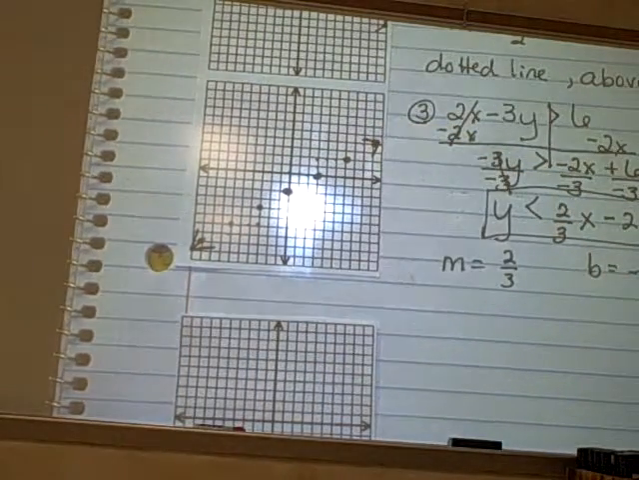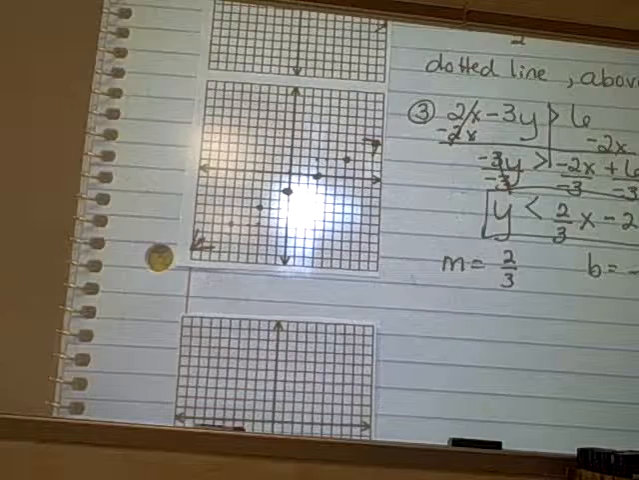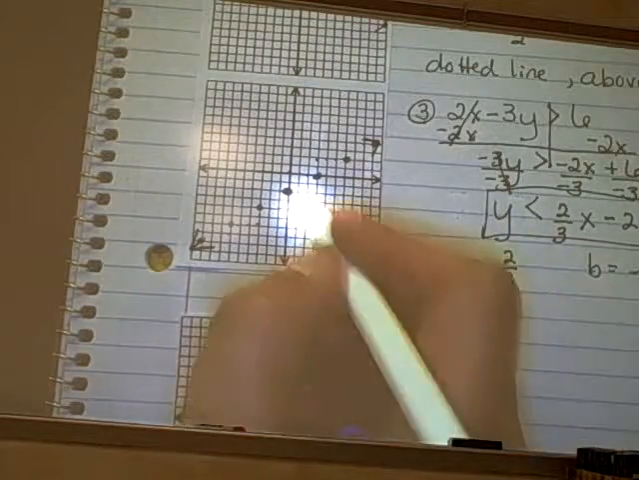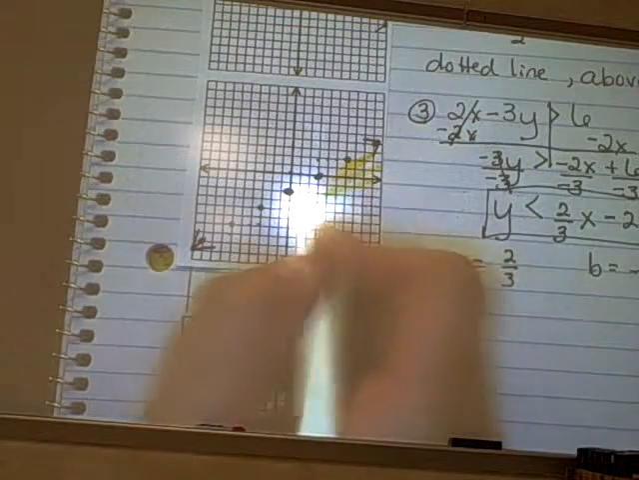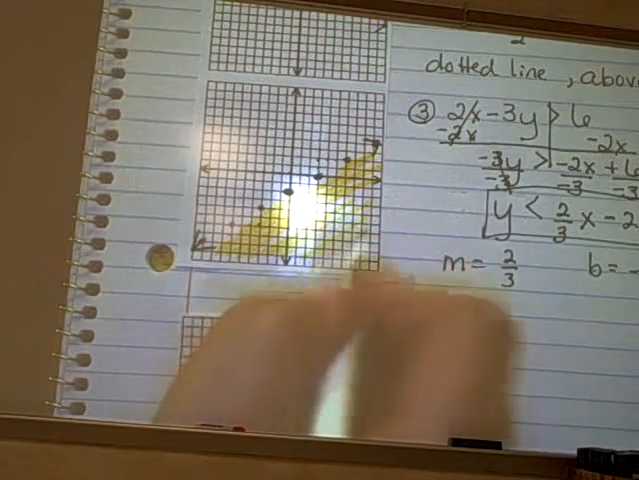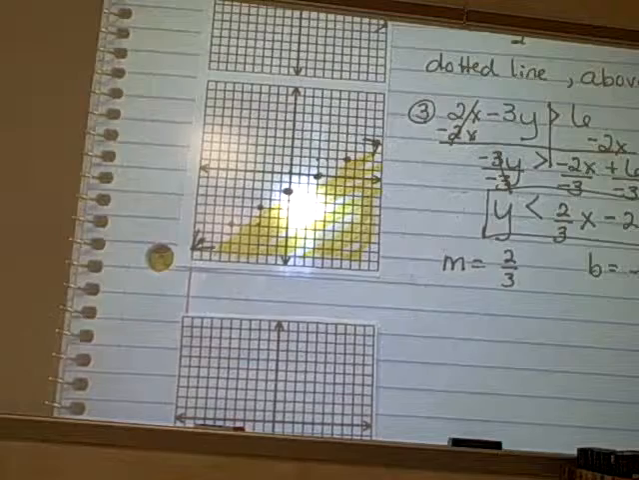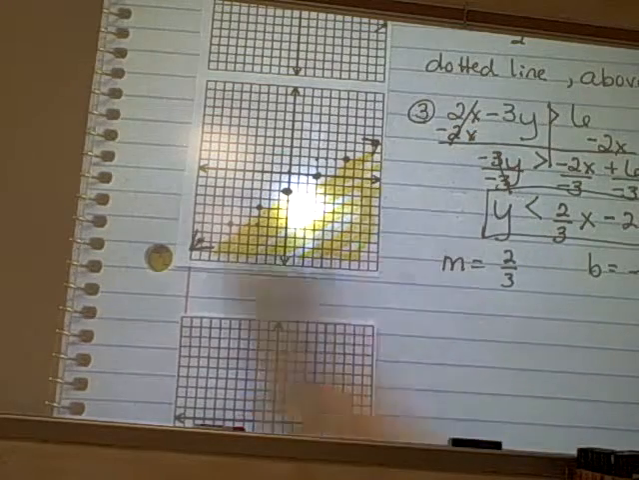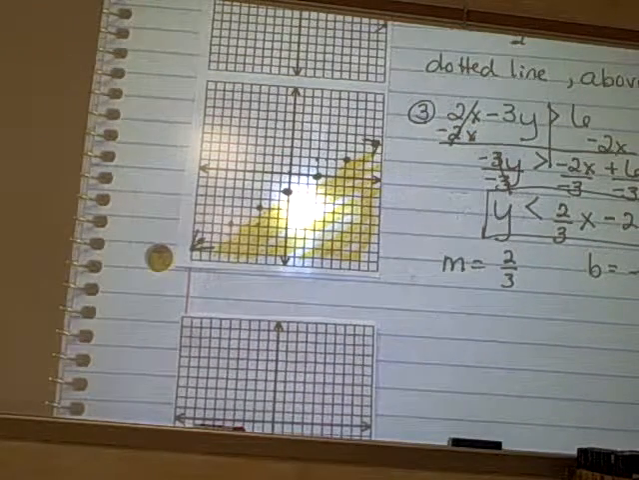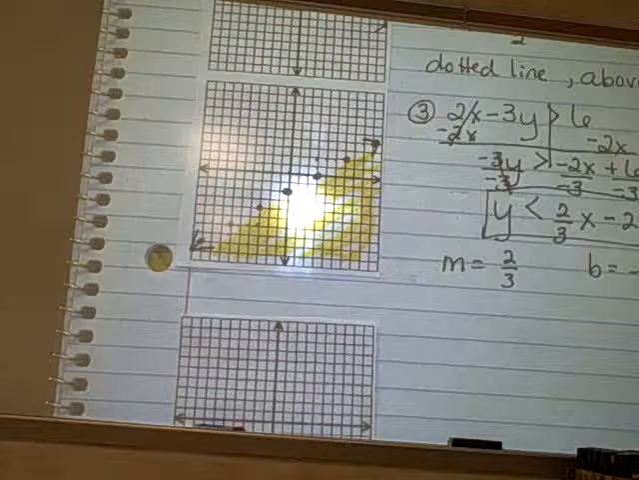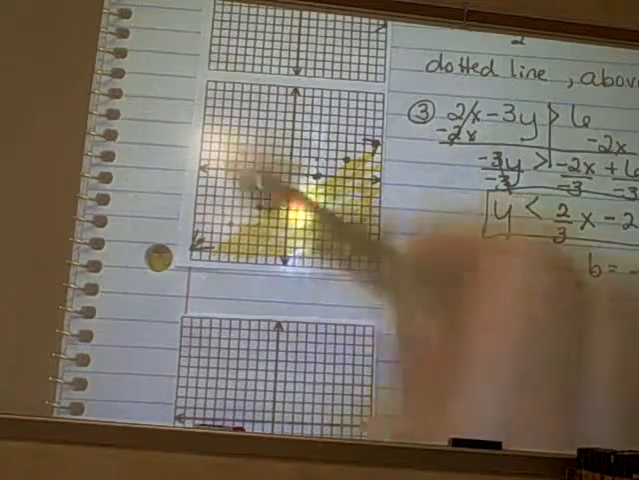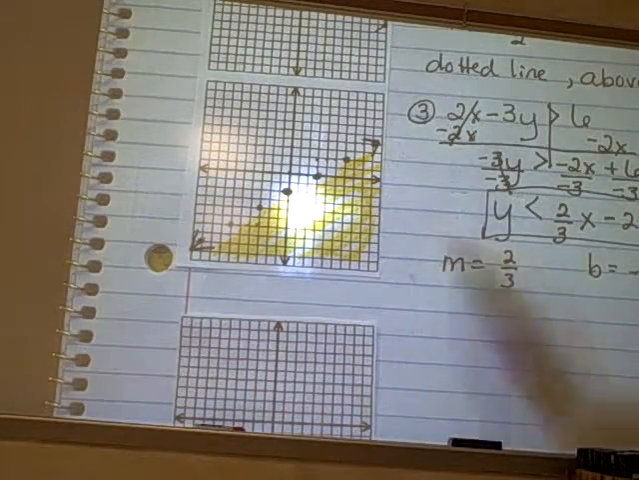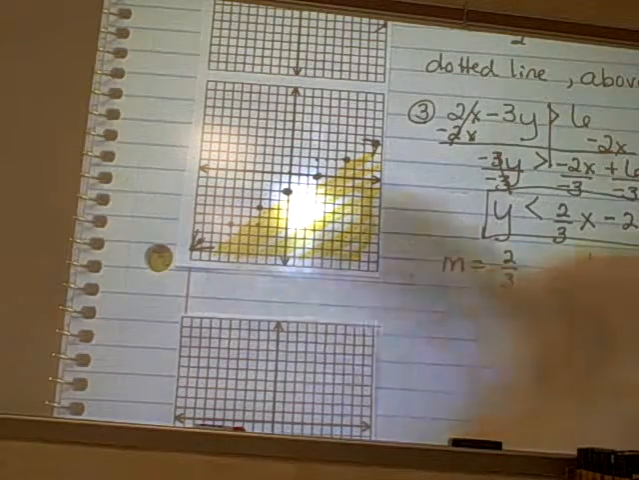Am I shading above or below that line? So it's below. Which means any point in that yellow area would work unless it's on the line. And if it's on the line, it's not going to work because it's a dotted line. That's what it tells you. Your answer is your graph. None of this over here is really your answer. Your answer is your graph.